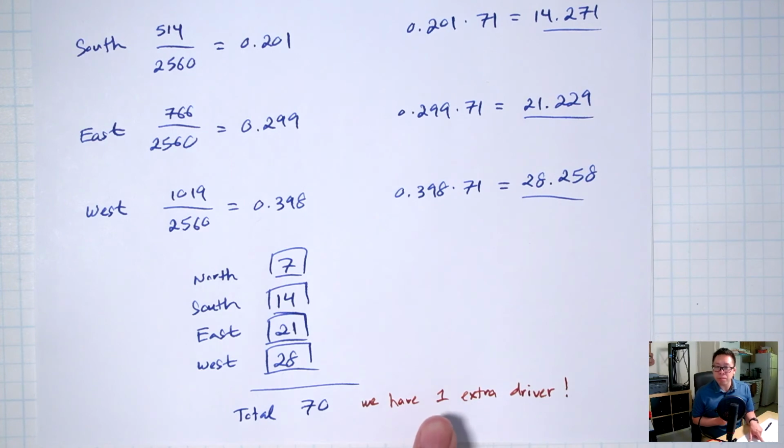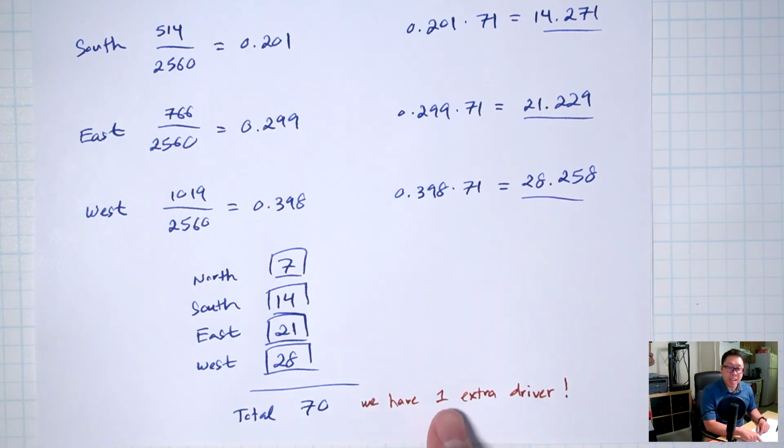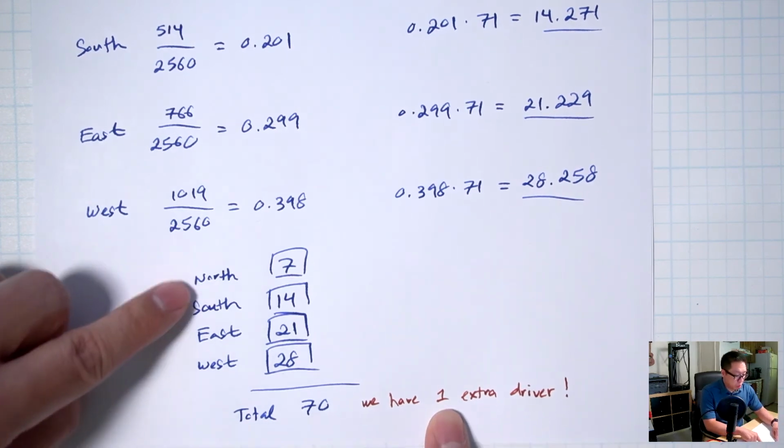Who do you give it to? Who do you give this extra driver to? Okay, so on the lab, I'm going to ask you to answer that question. There's no right or wrong answer. Just based on your opinion, who do you think should get the extra driver? North, south, east, or west?